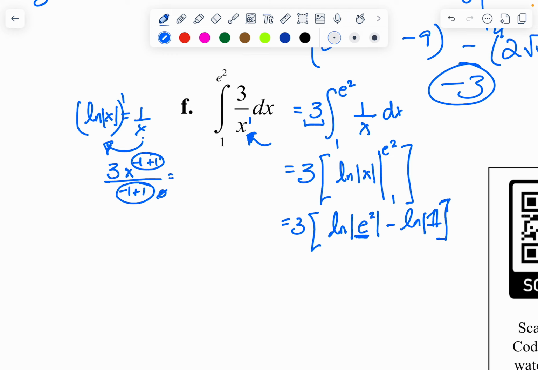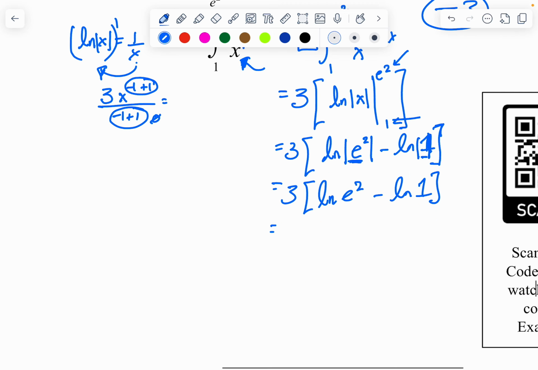When I know that it's going to be positive, you'll sometimes notice that I will not write these absolute values because I know e squared is always going to be positive, and I know that 1 is going to be positive. So when you have bounds that are not negative, you don't really need to write those absolute values. But when you don't, they have to be there.